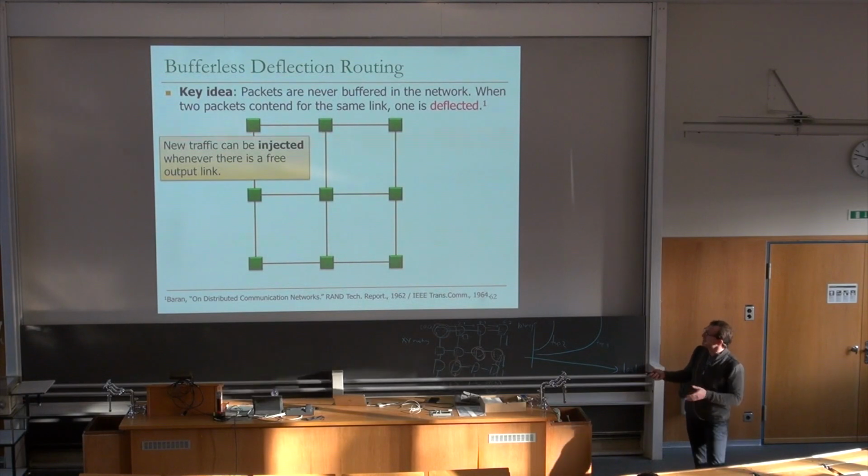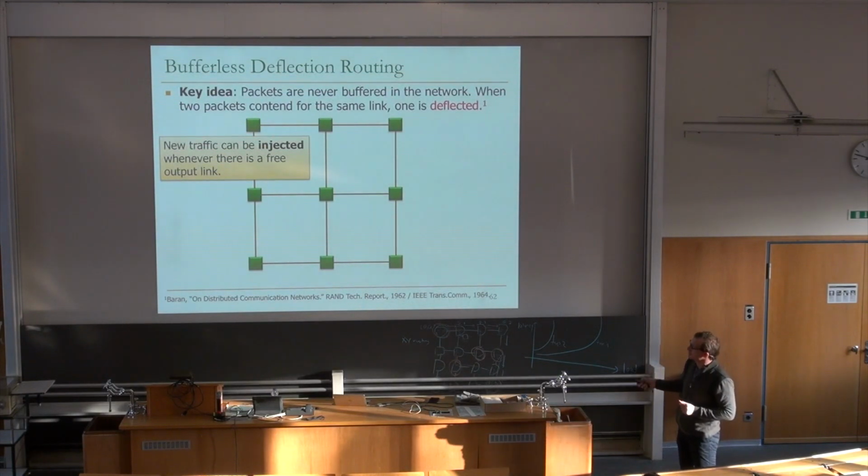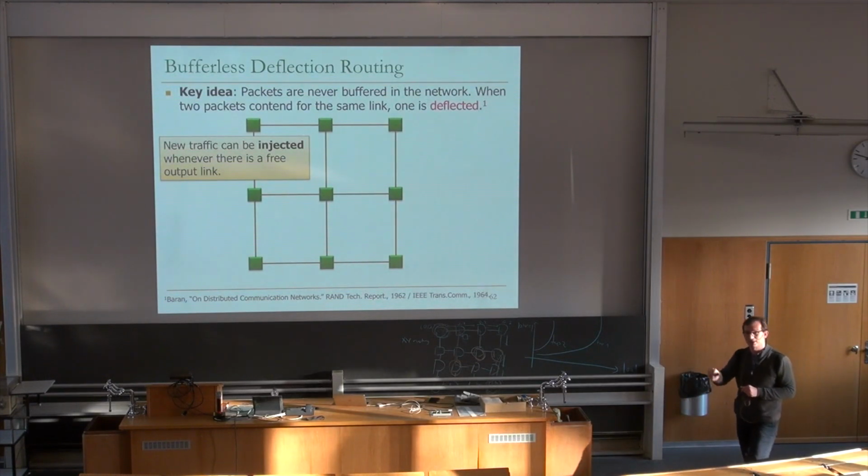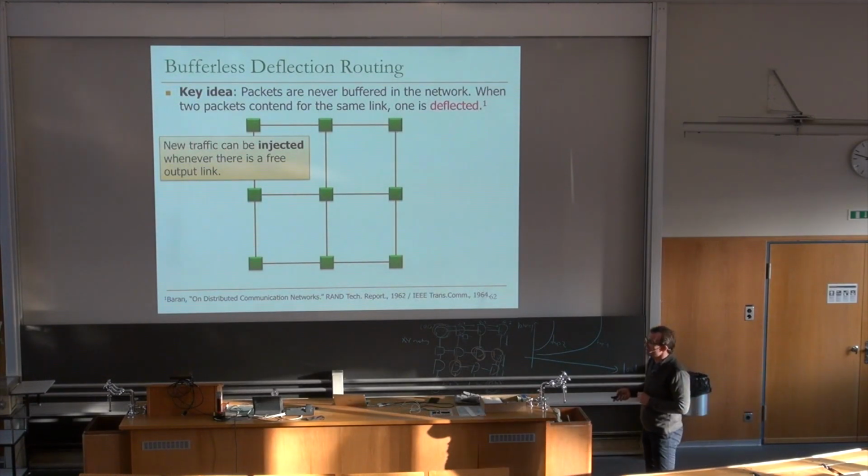It's nice. New traffic can be injected whenever there's a free output link. So you're actually monitoring the output links because you don't have buffers. You just monitor which links are free or not free, and inject based on that.